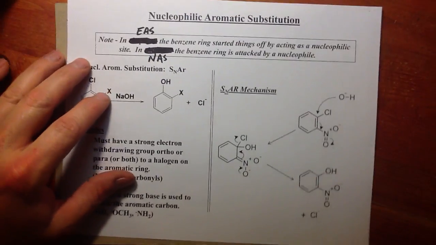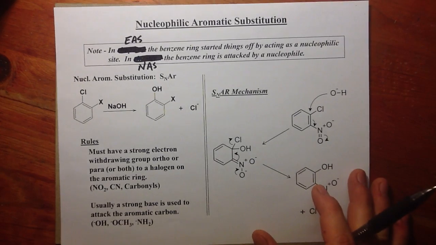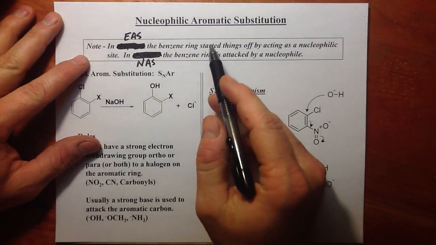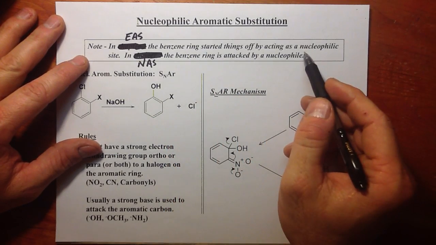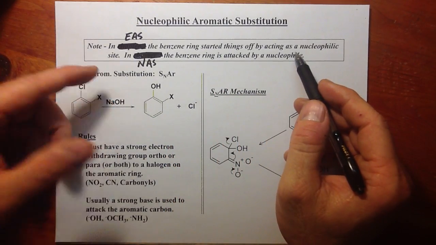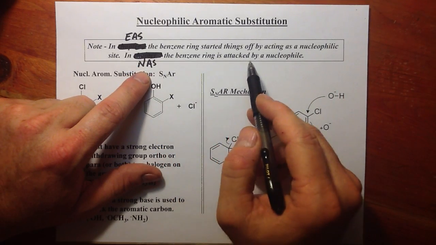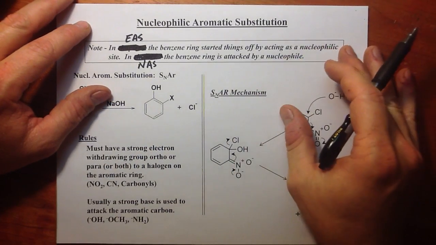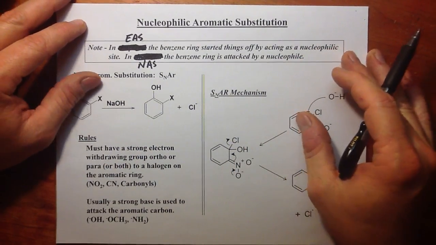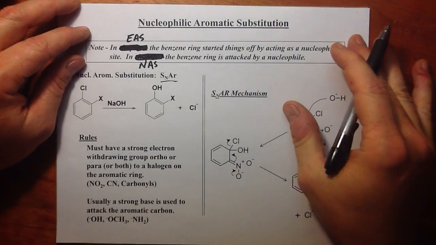Right, just two more slides. We need to cover, as we close this video, nucleophilic aromatic substitution. So in EAS reactions, the benzene ring starts things off by acting as the nucleophile. Well, things are flipped in the NAS reaction. In the NAS reaction, the benzene ring is attacked by a nucleophile. So we have two ways we can do that, a benzyne-mediated reaction and a nucleophilic aromatic substitution reaction, also known as SNAr reaction.